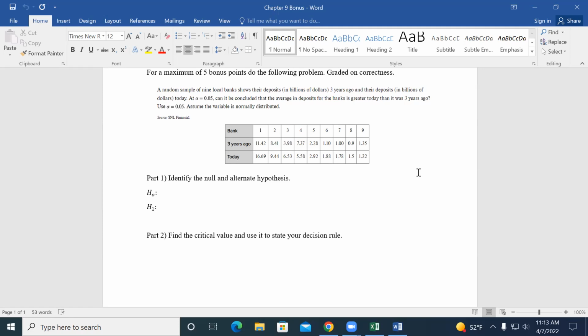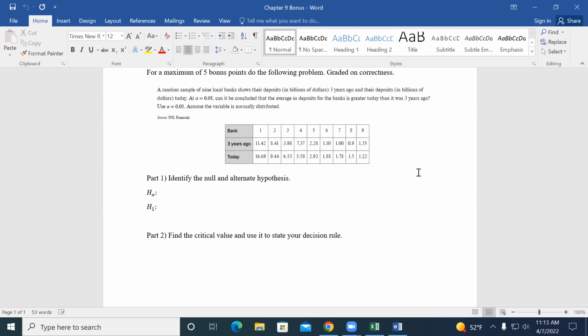So which one in this case is going to be X1 and which is going to be X2? Yeah, X1 is 3 years ago and X2 is today. Would it matter if you switched those? It would affect the alternative, yes, but overall it would give you the same decision. It would just be, instead of the positive test statistic, you'd get the negative of it. And instead of the positive critical value, it'd be a negative critical value.